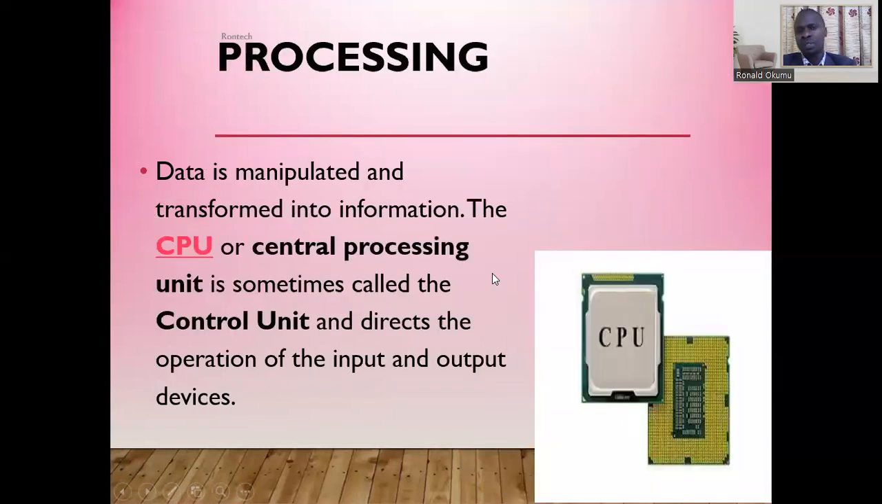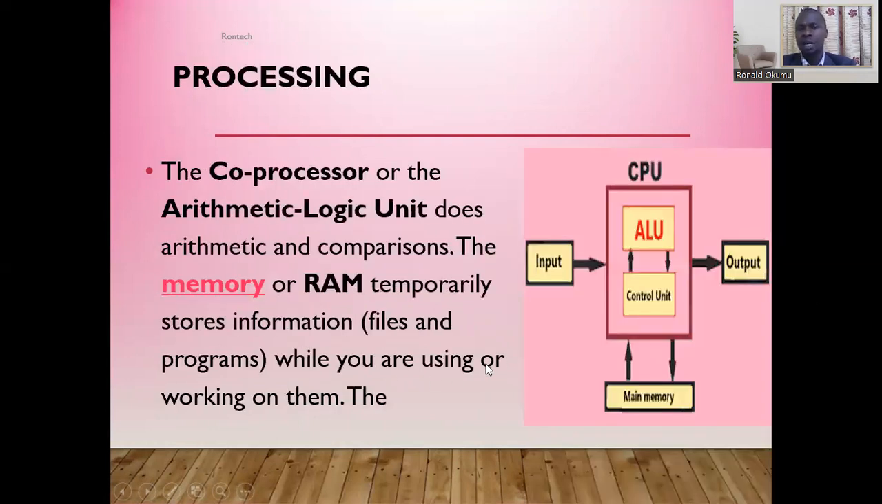We also have the processing, and the main processing is the central processing unit, the so-called CPU. In fact, the CPU is a very small chip. At times, people normally confuse it and say that casing, that rectangular box, is the CPU. No, that is not a CPU. That is just the casing. Inside that casing, you find the motherboard as well as the chip, the CPU, attached in the same. We also have the coprocessor that has the arithmetic and logic unit.